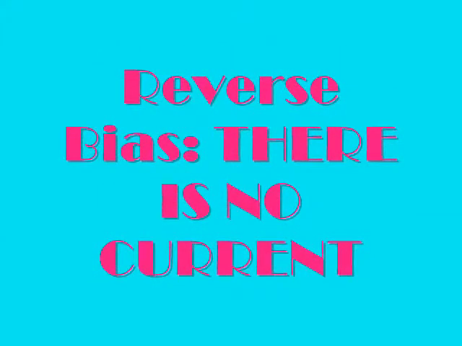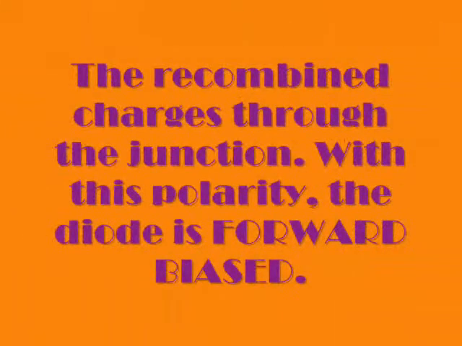When we apply potential difference between the 4 wires, we tend to pull the electrons and holes away from the junction. This makes it even harder to cross the depletion zone. The polarity of the voltage applied makes diode reverse bias. When the voltage is applied the other way around, we push the electrons and holes toward the junction. The recombined charges then pass through the junction. With this polarity, the diode is forward bias.